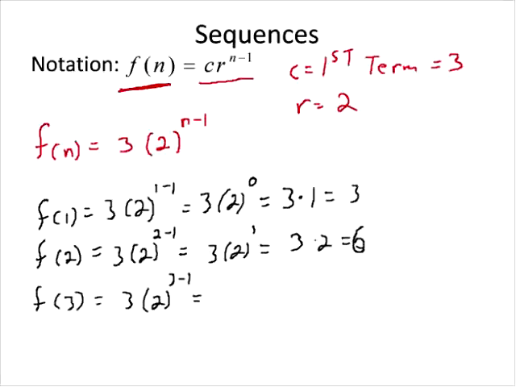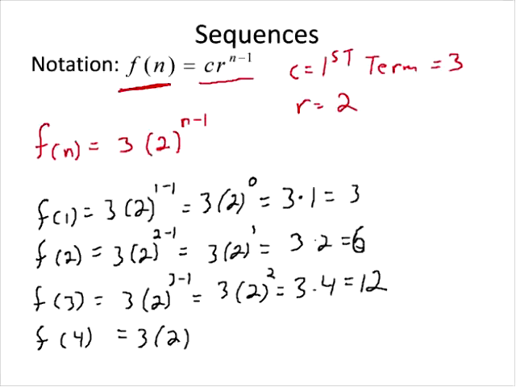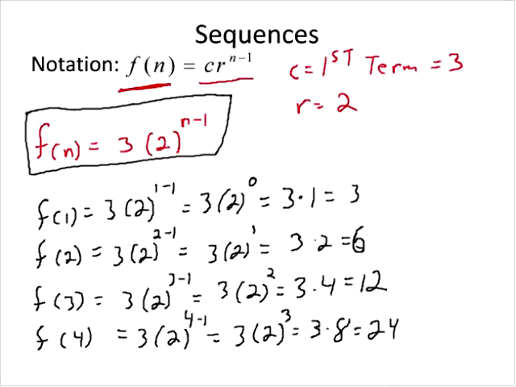f of 3, let's see if that checks out. It's going to be 3 times 2 to the 3 minus 1 power, which is 3 times 2 to the second. 2 to the second is 4, so it's 3 times 4, or 12. And last, let's check the last term there. We had f of 4, which will be 3 times 2 raised to the 4 minus 1 power. That's 3 times 2 to the third power. And of course, 2 to the third power is an 8. 3 times 8 is 24, so it checks out. This is our general term for the geometric sequence that we wrote down on the previous slide. That's it for sequences.